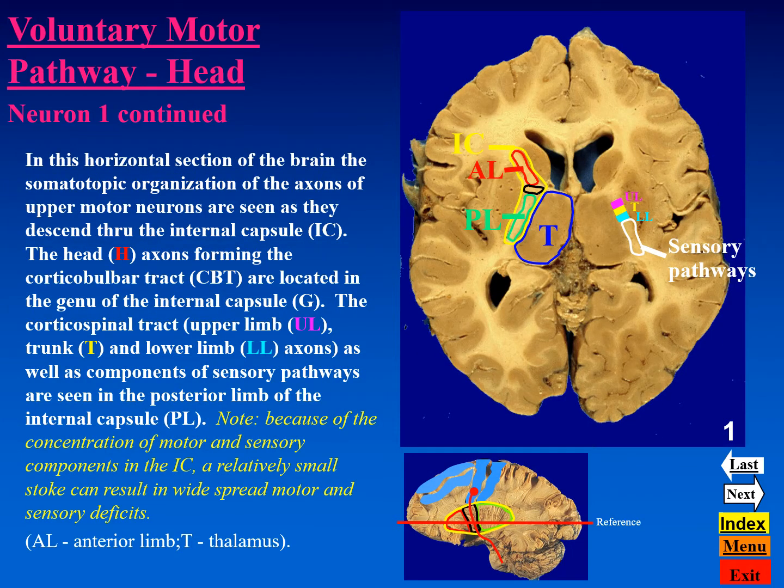And finally, here we see again in this horizontal section the presence of the descending corticobulbar tract fibers that are formed by upper motor neurons of the voluntary motor pathway to the head. They are in the genu region of the internal capsule, and you see its relationship to the other groups of axons that make up the posterior limb region also.